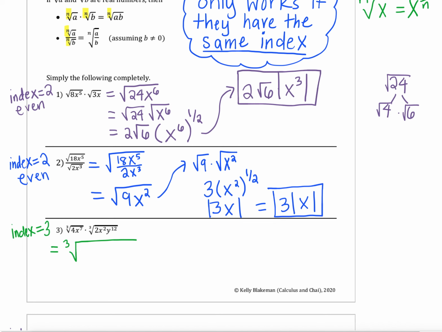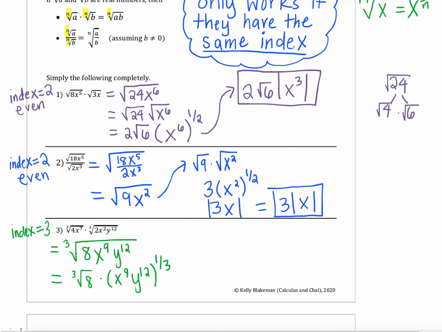Now 4 times 2 would give us 8. X to the 7th times x to the 2nd, because they are the same base, we can add the exponents and we will end up with x to the 9th. And then the y to the 12th, there's no other like term that it would be able to combine with, so we still have that y to the 12th. Now from here, we can again break this apart, and we can also convert from radical form to exponential form. I'm going to do that in one step by rewriting this as the cube root of 8 for the coefficient piece times x to the 9th, y to the 12th, all to the 1/3 power using that cube root.